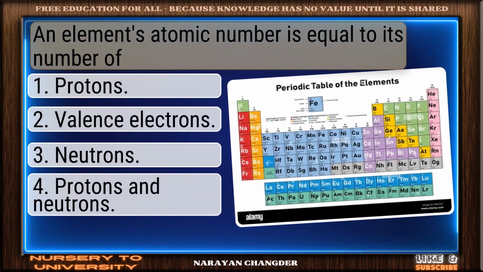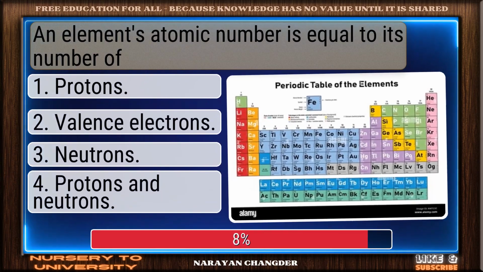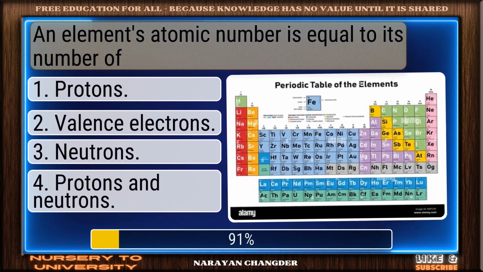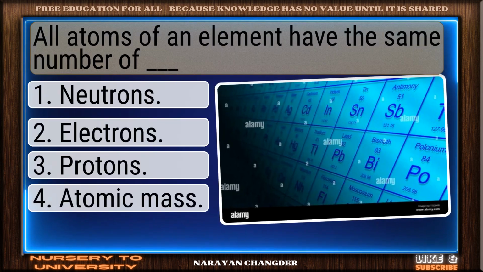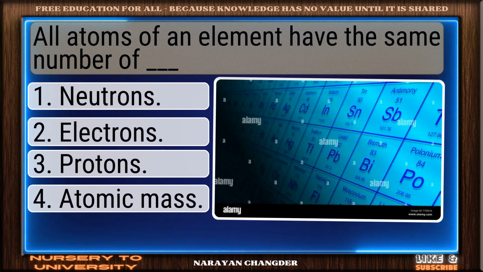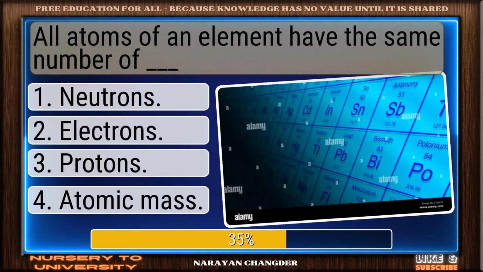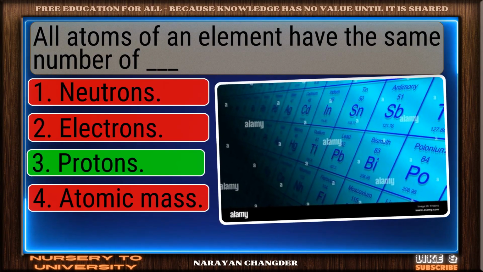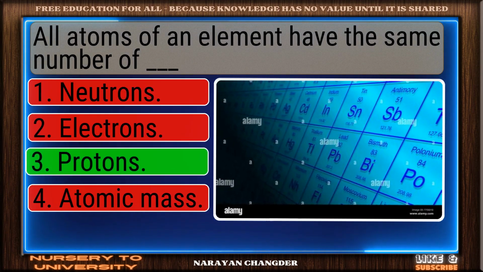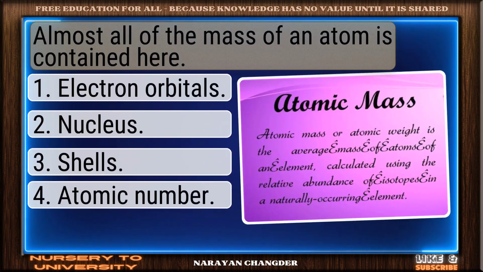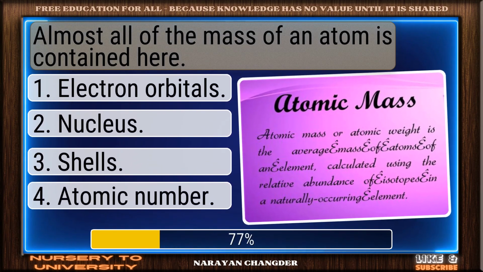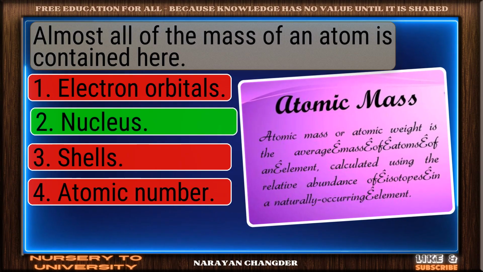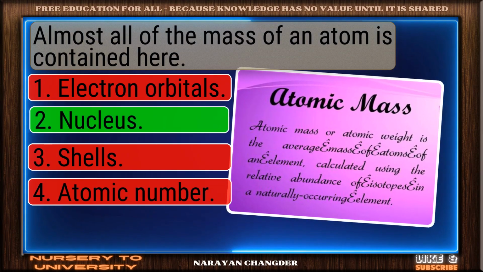An element's atomic number is equal to its number of. Right choice. Protons is the best answer. All atoms of an element have the same number of dash. Valid point. Protons is true. Almost all of the mass of an atom is contained here. Smart move. Nucleus is an accurate answer.